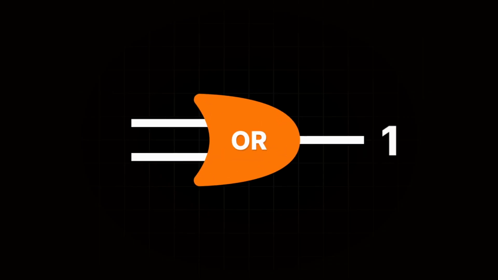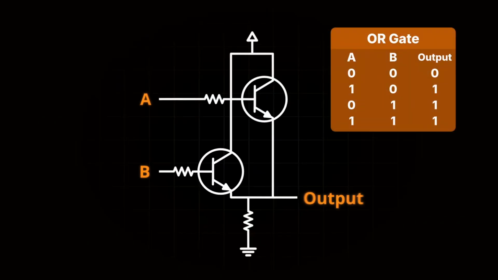Okay, that's great. But if we want a 1 when either input is active, we use an OR gate. We just place the transistors in parallel instead. Now the current has 2 separate paths to the output. As long as at least one path is open, the signal gets through.